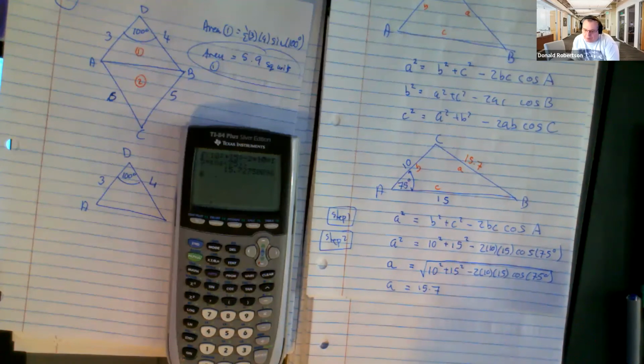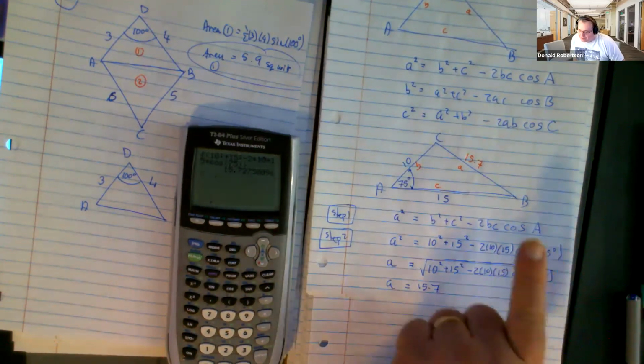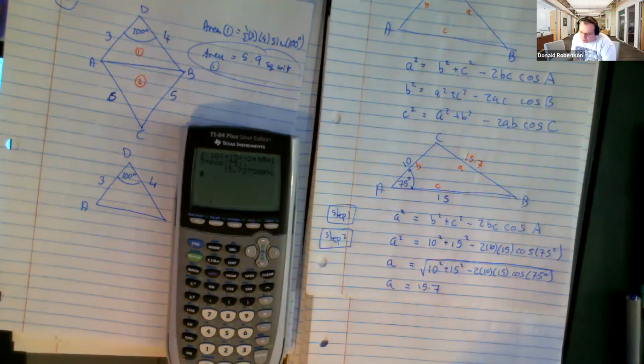Are you comfortable with how we found the third missing side in a triangle when you know two sides and the angle between? This is a classic cosine rule situation, right? Where the cosine rule is the only one that's going to work.